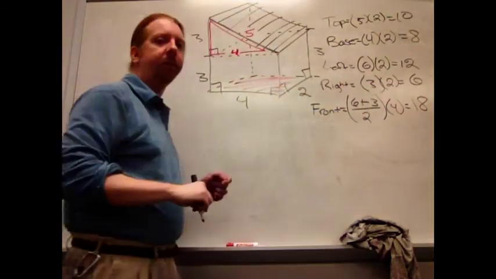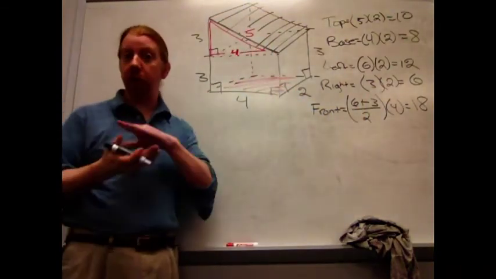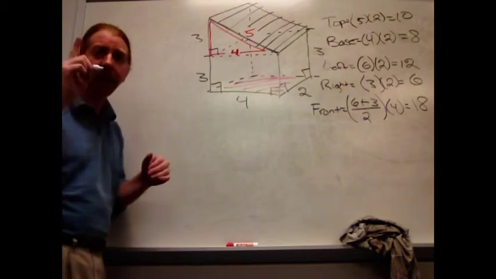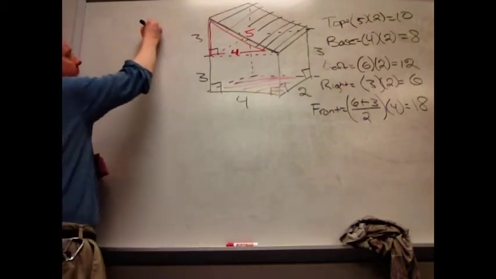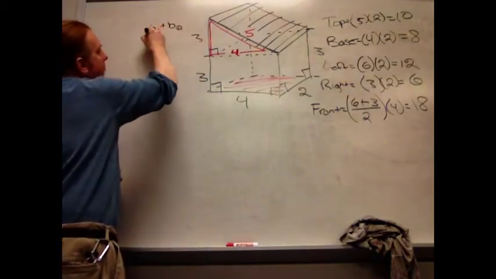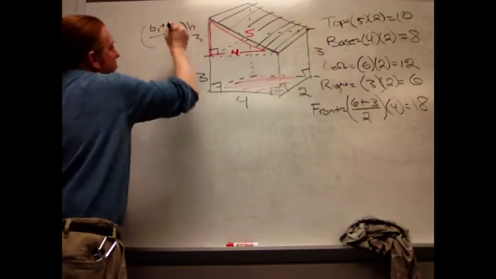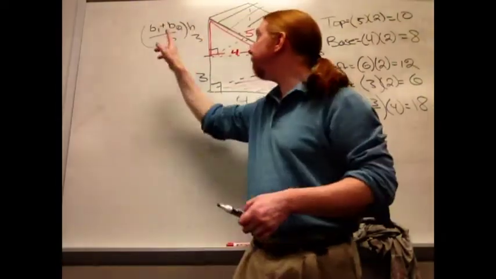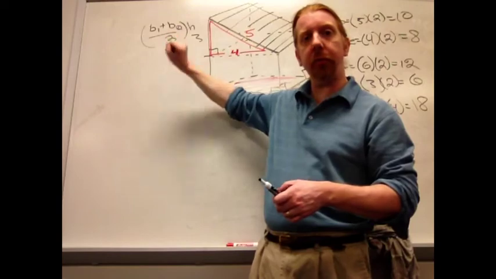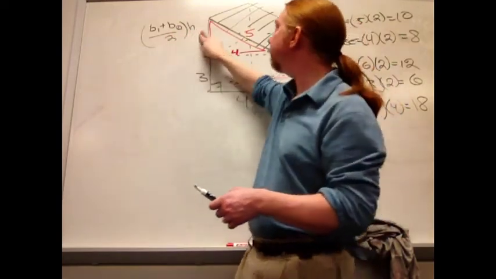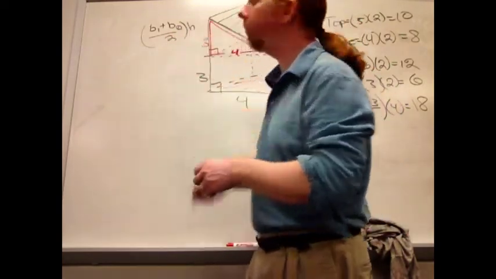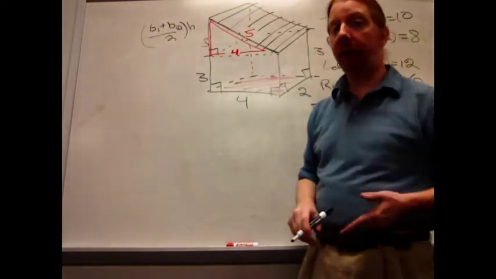9 times 2, yeah, 18. Now I could again break that into the 2 separate pieces. I'm going to write that formula in case you forgot. Remember, a trapezoid, add the 2 bases together, base 1 plus base 2 divided by 2, multiply that by the height. That's the area of a trapezoid.